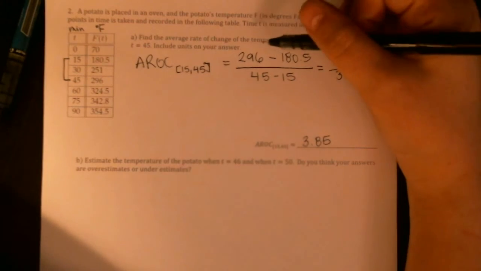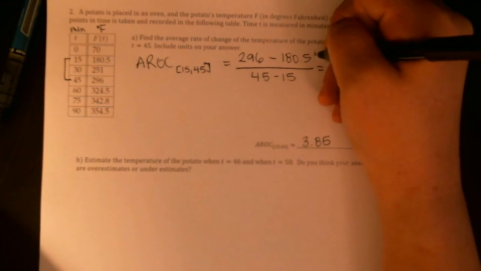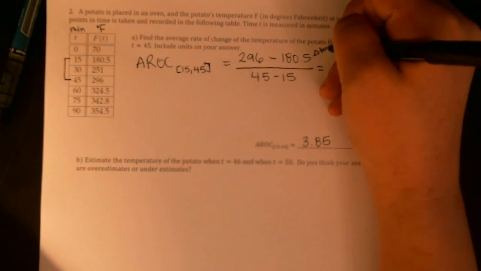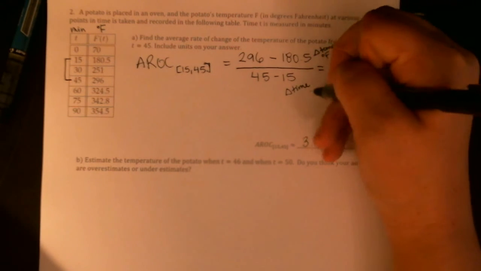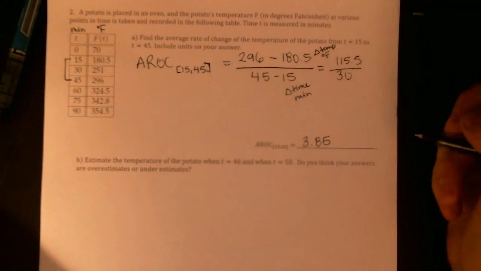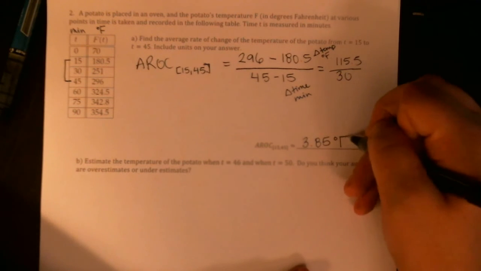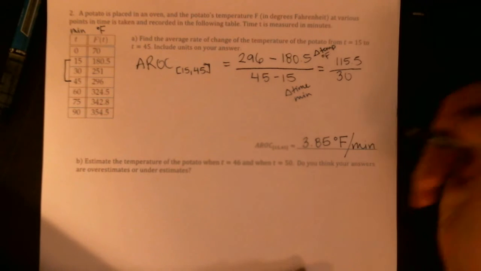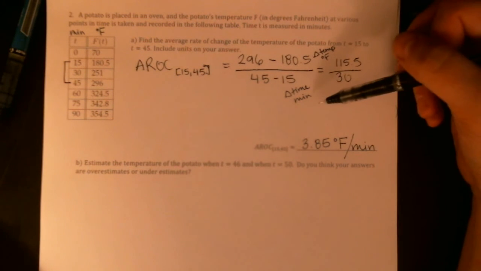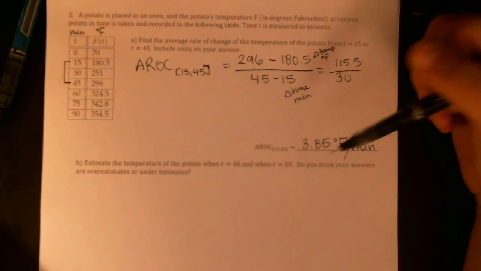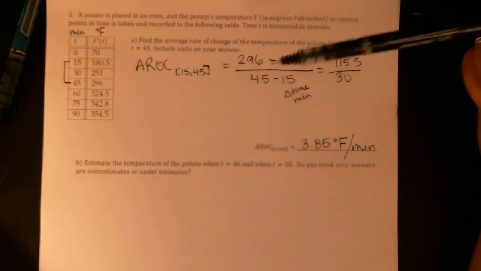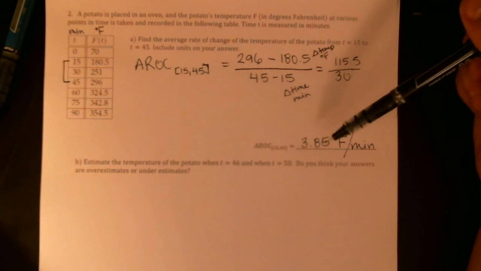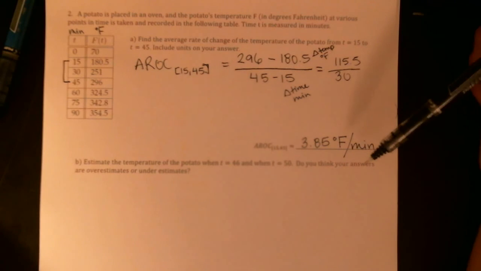So what we did here was we took these out of the F column. So this was a change in temperature, change in temp, which is degrees Fahrenheit. And down here was a change in time, which is minutes in this problem. So this is going to be degrees Fahrenheit per minute. The units at the top of the fraction are degrees Fahrenheit. The units at the bottom of the fraction are minutes. So what this is telling us is that between the 15-minute mark and the 45-minute mark, the temperature increased by 3.85 degrees Fahrenheit per minute on average.